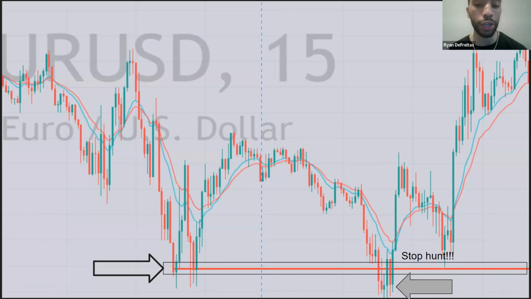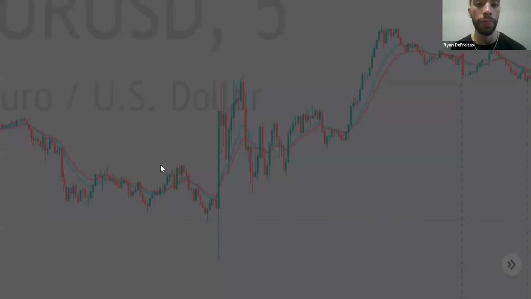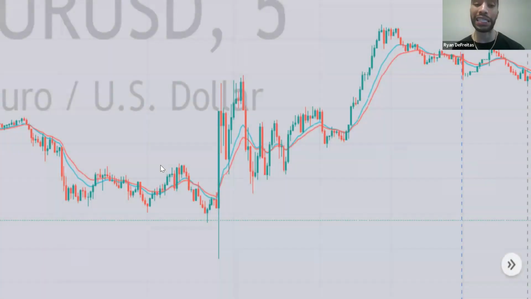When there's equal highs or equal lows set up, those are usually easily taken out, because that means there's a lot of orders at that level. So that's number one. Then you have examples like this.